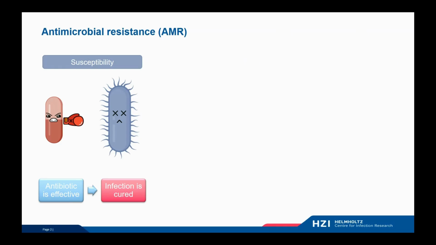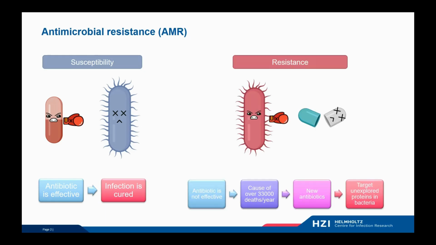So in an ideal situation, when you get an infection, you take an antibiotic, which is able to inhibit bacterial growth, and you're cured. The problem arises when the bacterium itself develops mechanisms that are able to inhibit the antibiotic function, leading to antimicrobial resistance, which is a huge health problem and is estimated to cause over 30,000 deaths per year, basically meaning that we need new antibiotics.